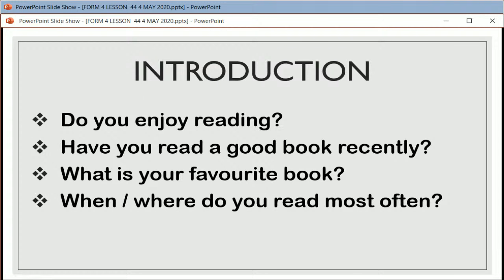When or where do you read most often? So the time or place that you read most. Jane Tan about Chinese science fiction. I read some horror books. Okay. During quarantine. Oh, okay. During this MCO, you read the most now. Okay.